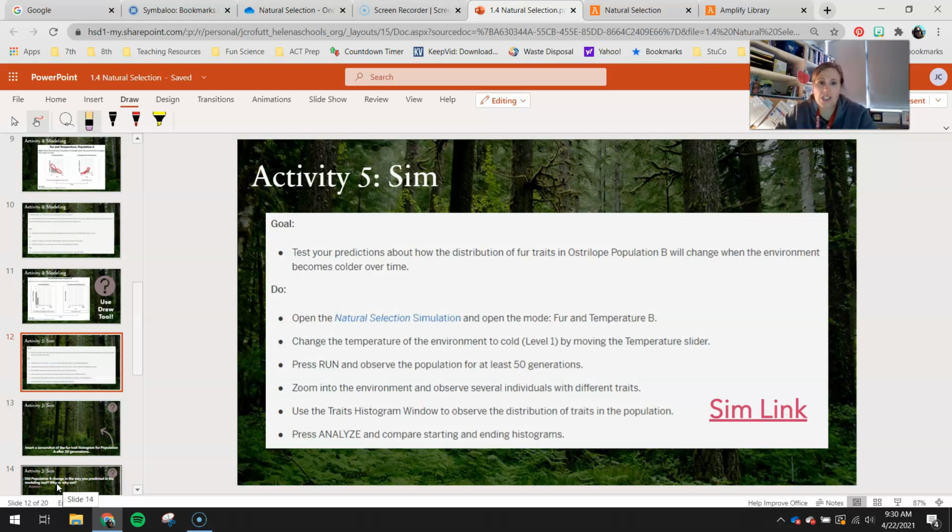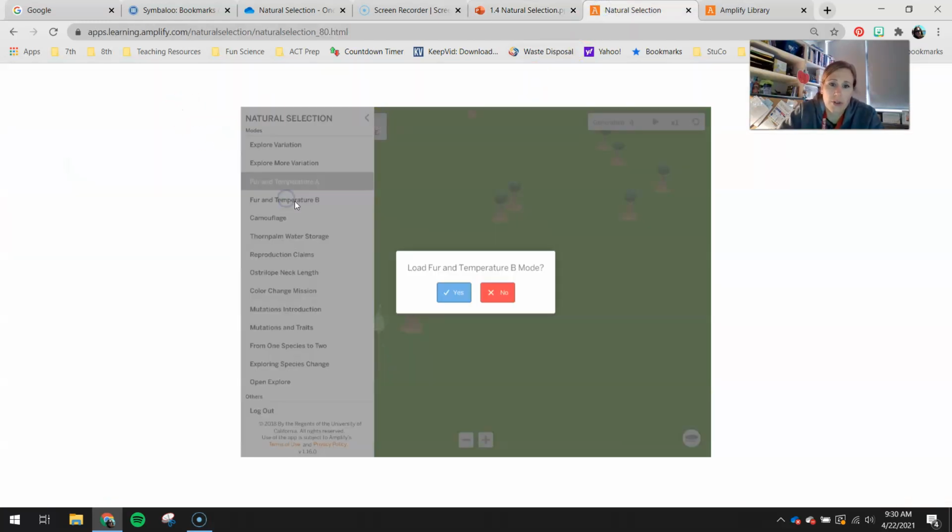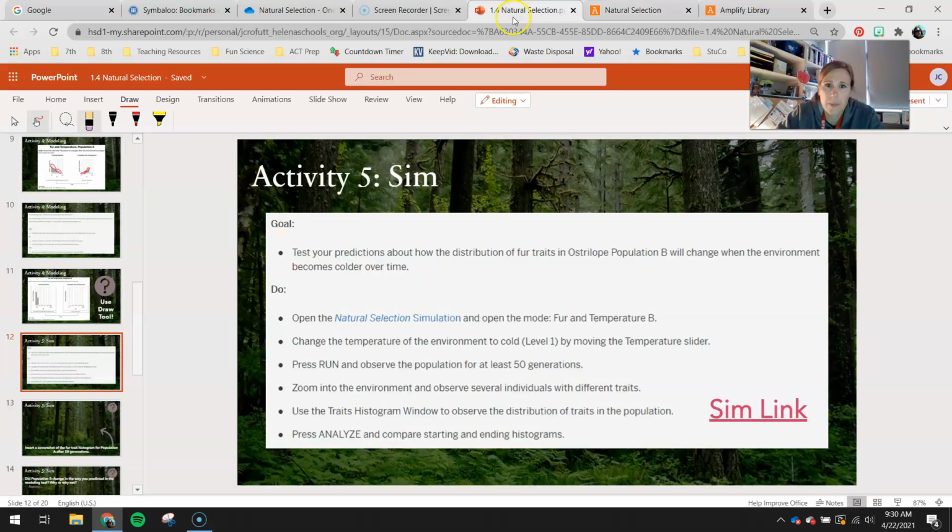Okay, so test your predictions about how the distribution of fur traits in Australope population B will change when the environment becomes colder over time. So open your sim, do fur and temperature B. So again, I'm going to go to these 3 horizontal bars, fur and temperature B, load that up. Okay, and then change the temperature to cold, again, level 1 by moving the slider. Press run and observe the population for at least 50 generations. Same there, make sure you speed it up so it goes a little bit quicker.